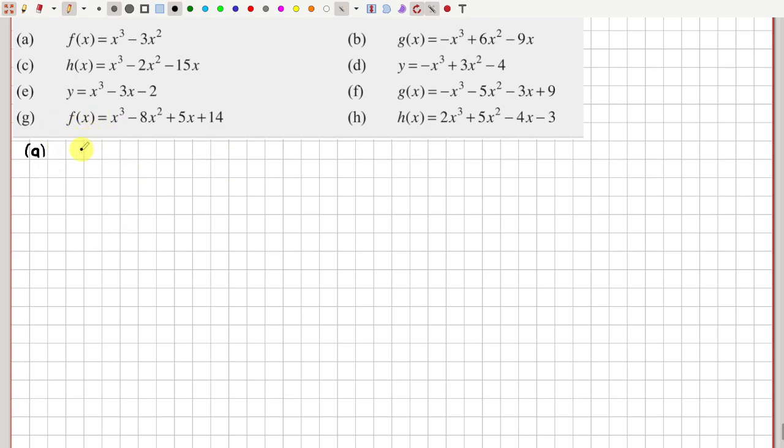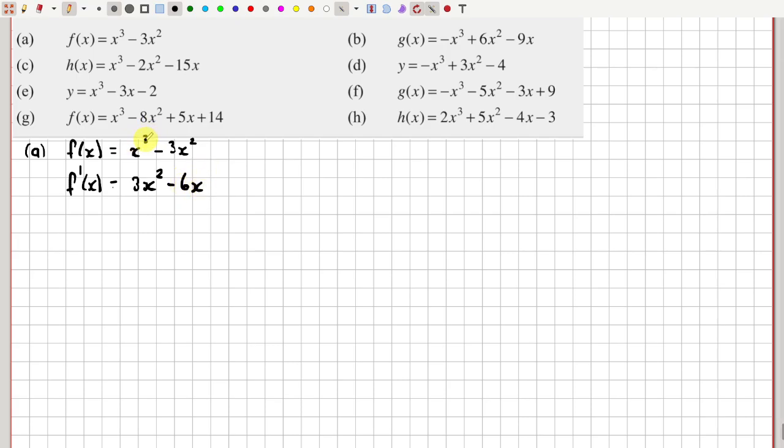For question A, B, C, D, E, F, G, and H, we're going to do the exact same thing. We're going to need our function f. We're going to be using this equation. We're going to need the derivative, which is 3x to the power of 2 minus 6x.